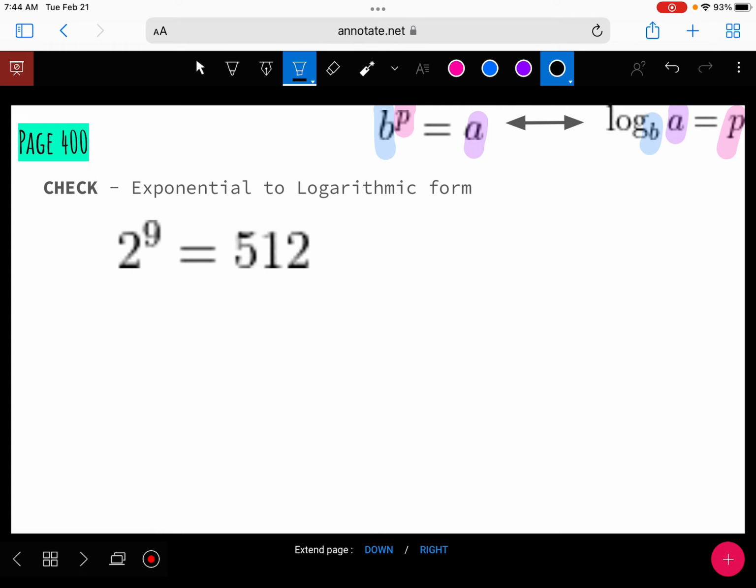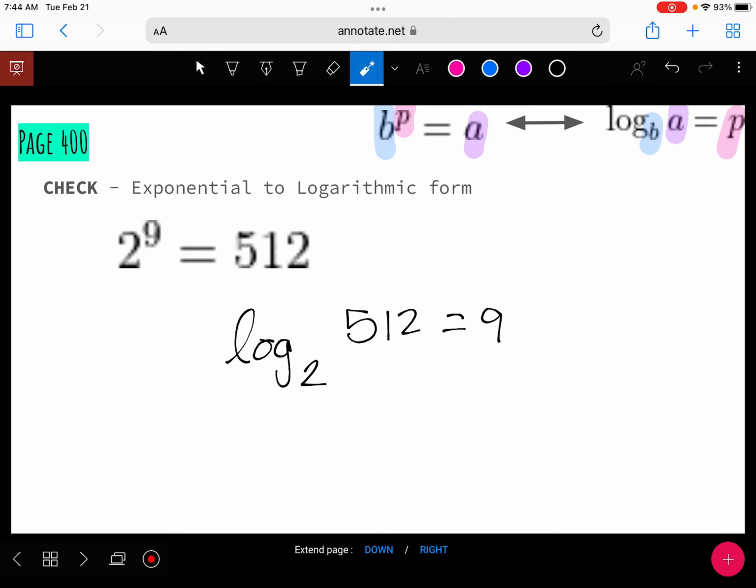So what do we get? Oop, that's not a pen. Hang tight. There we go. Log base 2 of 512 equals 9. So without the colors, this is what it looks like. Log base 2 of 512 equals 9.